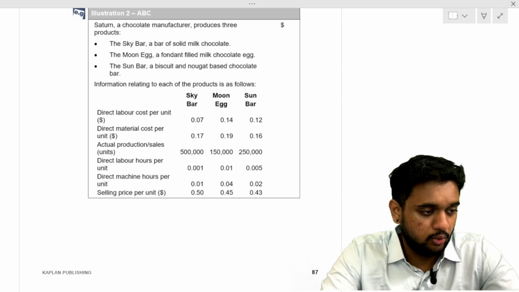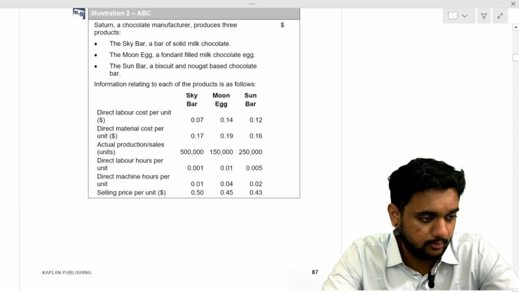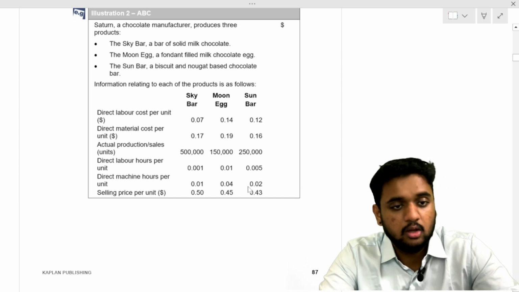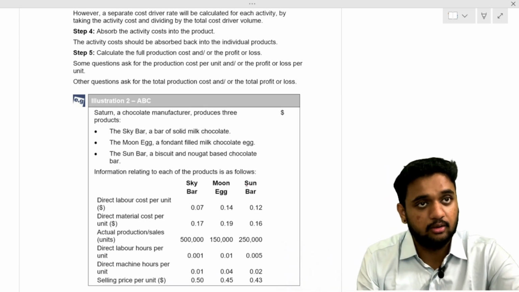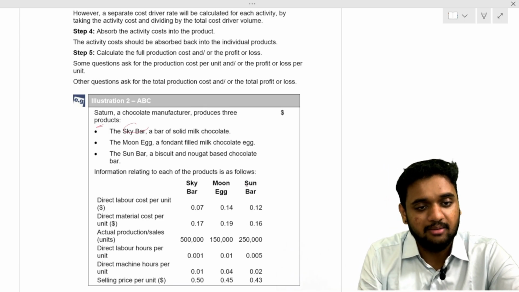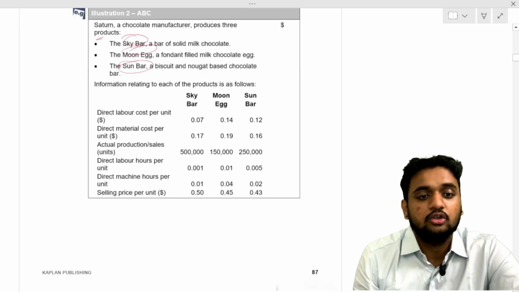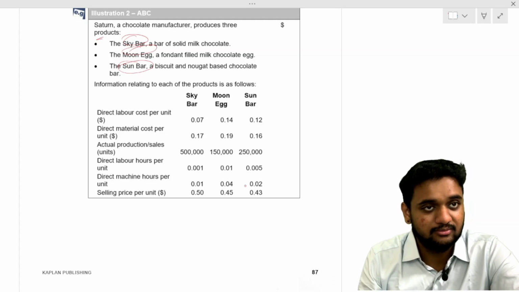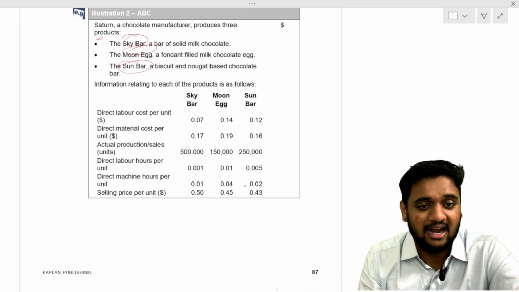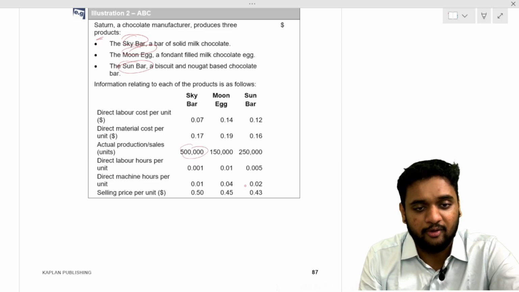Came to illustration number 2. Okay. Look, Saturn, a chocolate manufacturer, produces 3 products: Sky Bar, Moon Egg, Sun Bar. Direct labor cost per unit is given. Direct material cost per unit is given. No problem. We can directly add and find out. Number of units produced and sold is given.